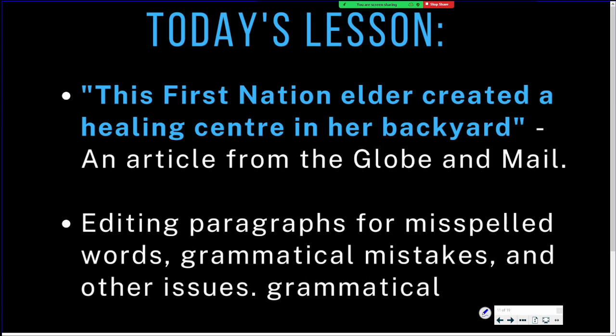All right, so that brings us to today's lesson. We will look at an article from the Globe and Mail: this First Nation elder created a healing center in her backyard. So we're going to have a look at that article, and if we have time, we're going to look at those paragraphs again. I'll pull up another editing paragraph, looking for misspelled words, grammatical mistakes, and other issues.